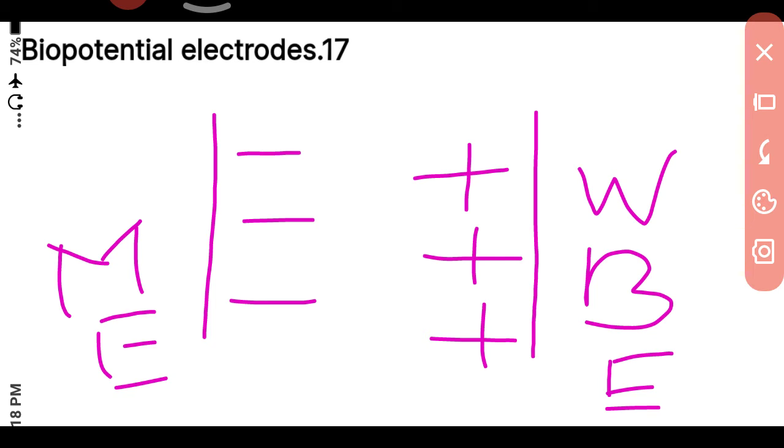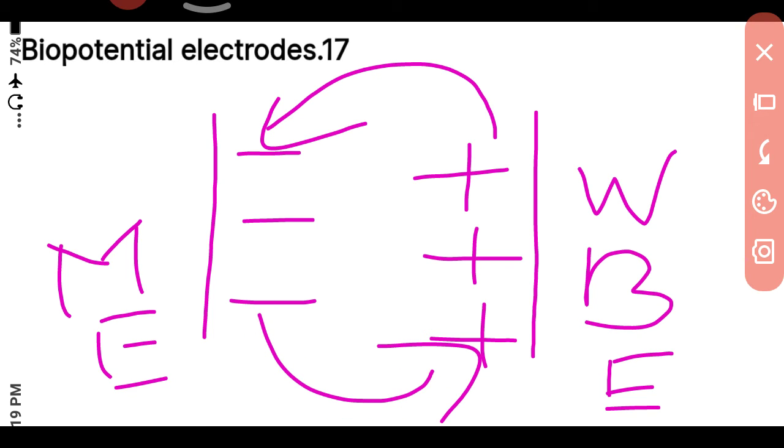Electrode potential is developed across the interface, which is proportional to the exchange of ions between the metal and the electrolytes of the body. When we put a metal in the liquid, the ions in the liquid will come and be absorbed. The positive ions will be attracted to the negative, and the negative ions will be attracted to the positive. Then it will form one layer of charge.